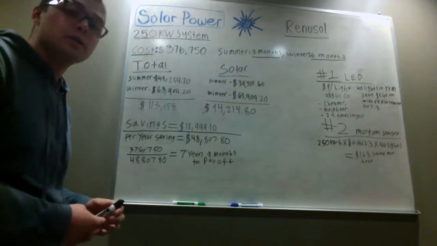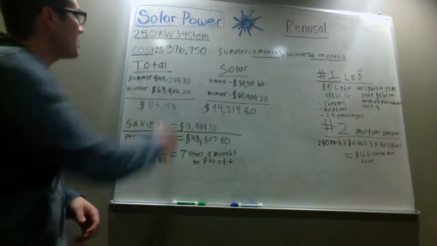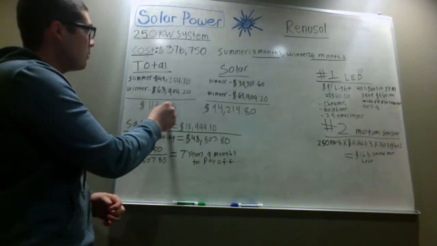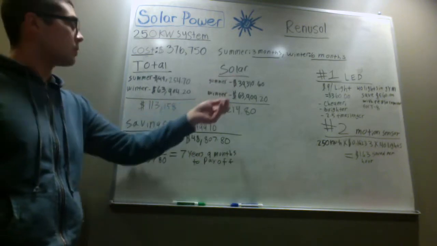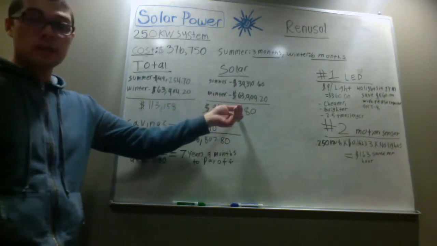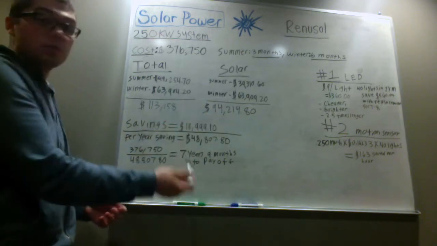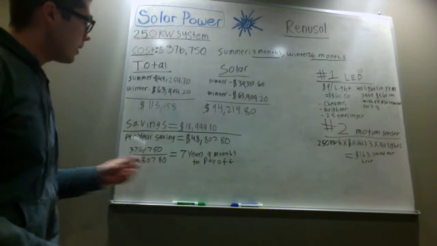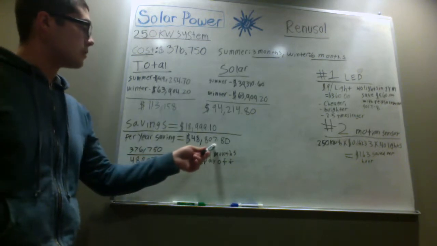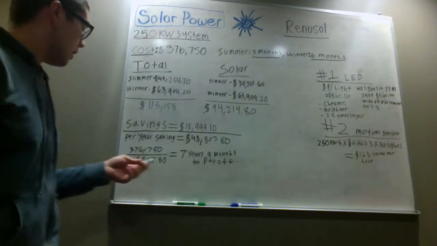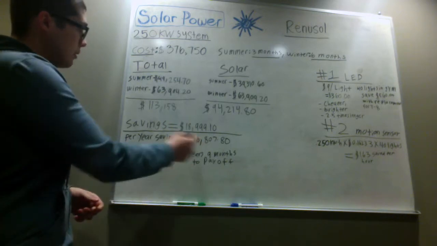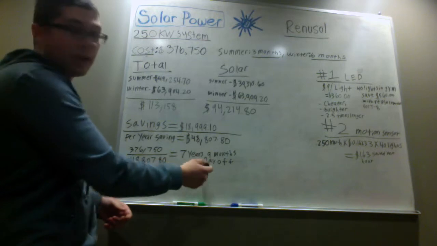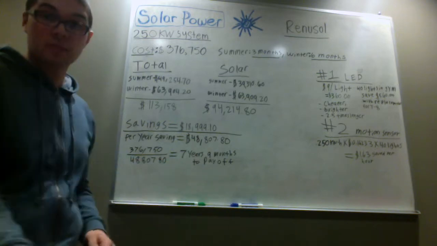Okay, so the total energy charges with the demand and time of use without solar is 113,158, and then with using the solar is 94,214.80. The savings when you use both of those would be 18,999.10. If you extrapolate that for the year, it'd be $48,807.80. And then you would just divide the total cost by this number, and it would pay it off in 7 years and 9 months.